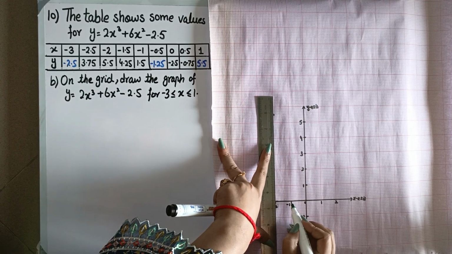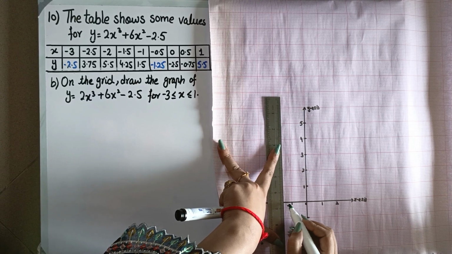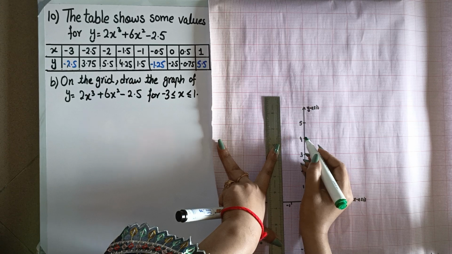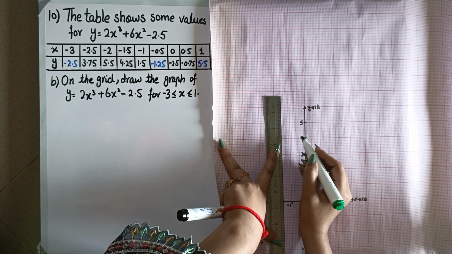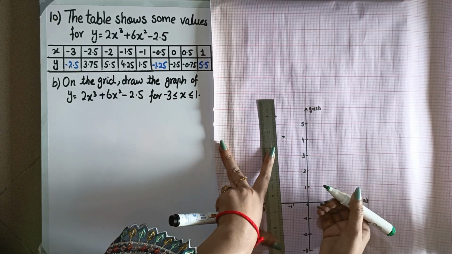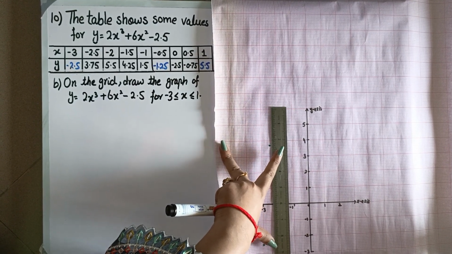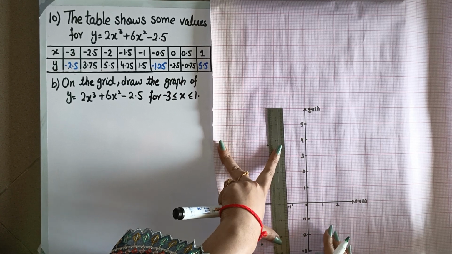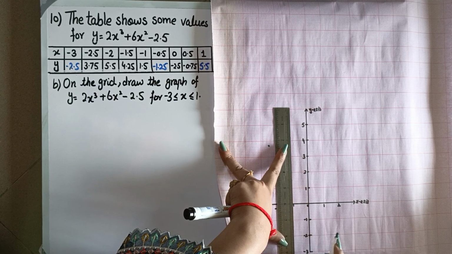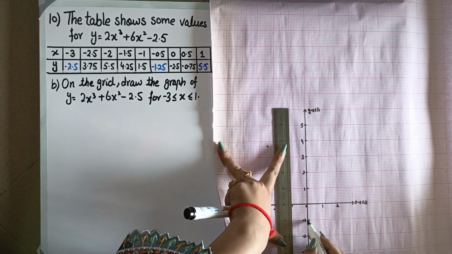Now take minus 1.5, and you have to take the value as 4.2. This is 1 and this is 2. It is 4.2. Now take minus 1 and draw minus 1.25. This is minus 1.25. The point will be drawn over here.